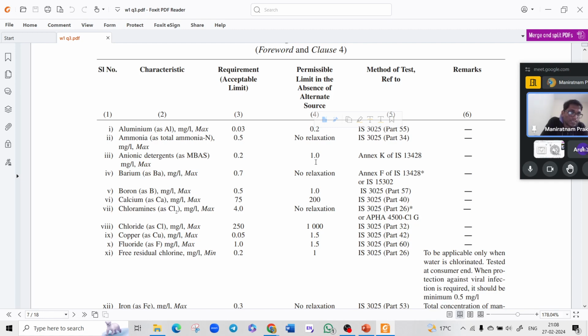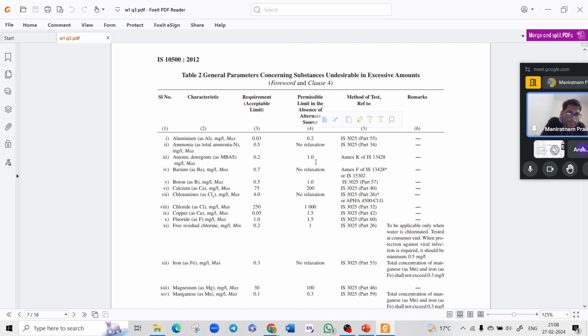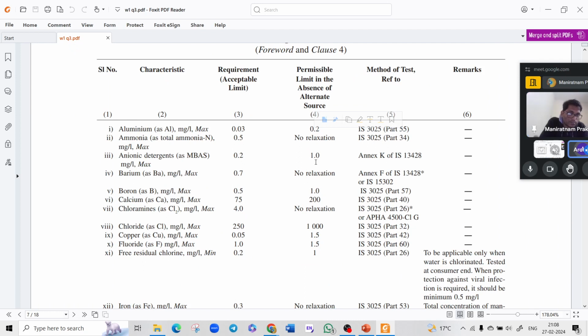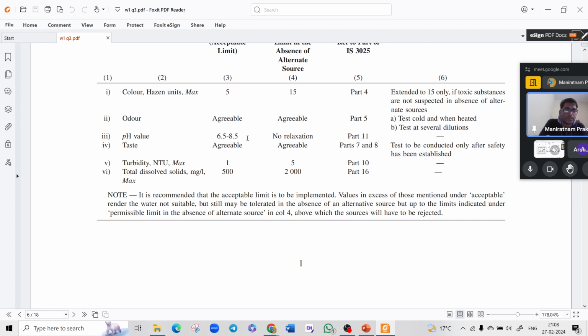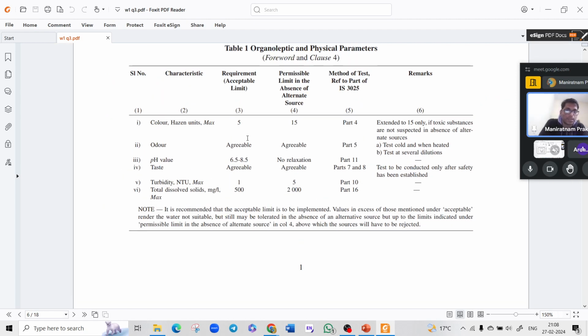Are you getting what I am saying? I will explain. If you are not getting it, just tell me. There is a required limit for drinking purpose. The pH of water should be 6.5 to 8.5. Apart from this range there should not be any deviation. Even if you don't have any other alternative source, there is no relaxation.